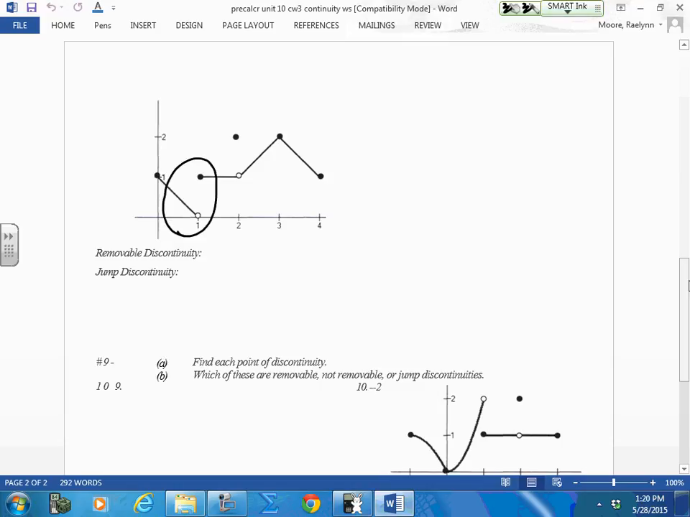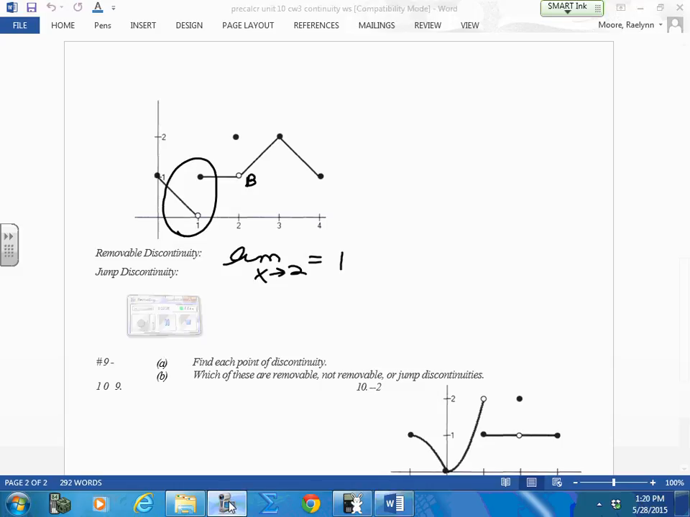Is this a removable or a jump discontinuity? Jump. This is a jump. It's jumping. Is this guy right here, B, removable or a jump? Removable. So what would this limit be as x approaches 2? 1. Good. Very good. So you're kind of seeing graphically what's going on.